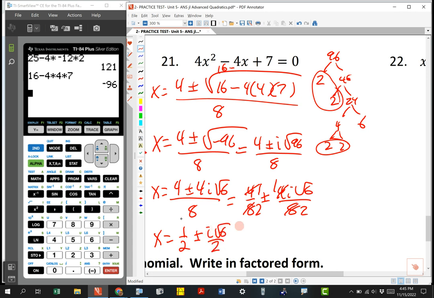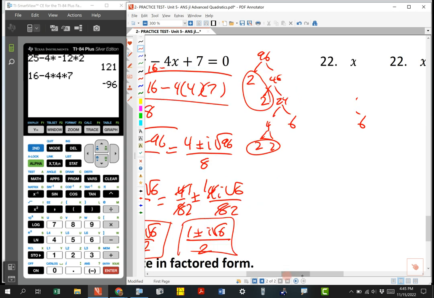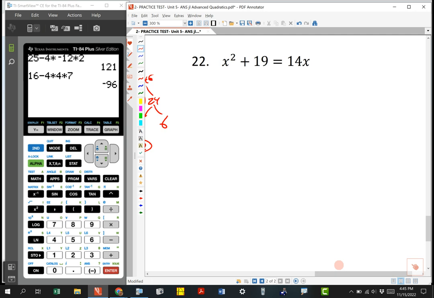Okay? Now, you could leave it like that. There wouldn't be any problem with that. You could also just do 1 plus or minus i radical 6 and then put all that over 2. Either way would be fine there. Both are okay. And then let's take a look. Last quadratic that we need to solve here. So let's get these on the correct side. So this is going to be x squared minus 14x, and then plus 19 equals 0. Hopefully this one works out nicely, but we'll see.